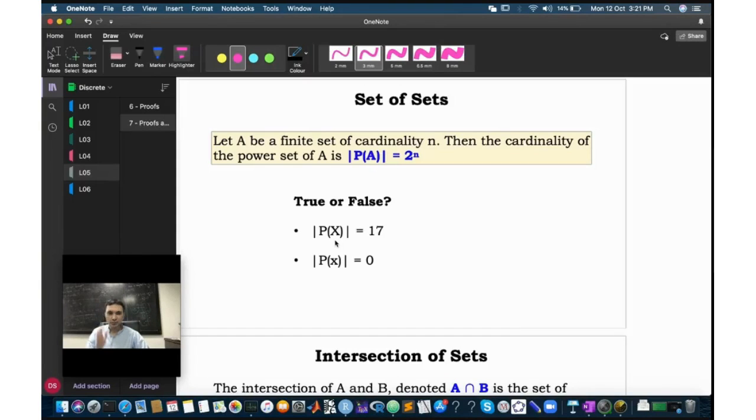First one is false because 17 is no 2 की power something. Yeah, 17 is not a power of 2. What about the second one? The second one is also false, right? 2 raised to power n is not equal to 0 for any value n. For any integer n, I mean when n is 0 you get 1. You can't have a negative number as a cardinality of a set, right? So both of these statements are not true.